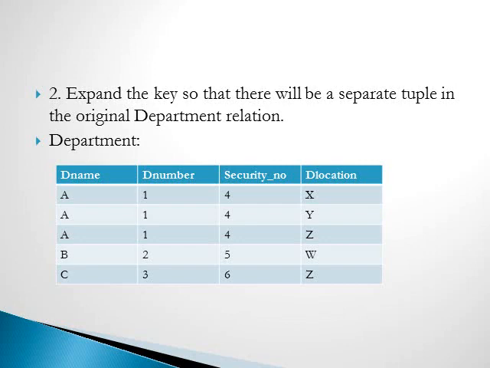In the next method, we expand the key so that there will be a separate tuple in the original department relation. But this method introduces lots of redundancy: 3 times, 1 3 times, 4 3 times. Generally, we use the decomposition method. We decompose the relation into two relations.